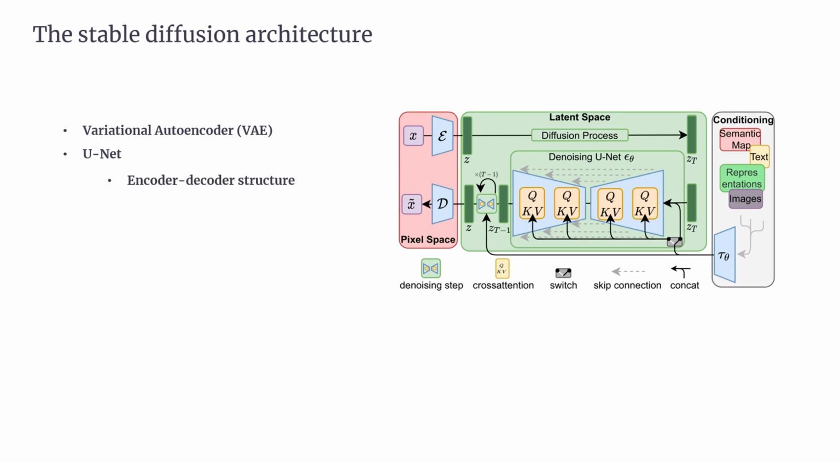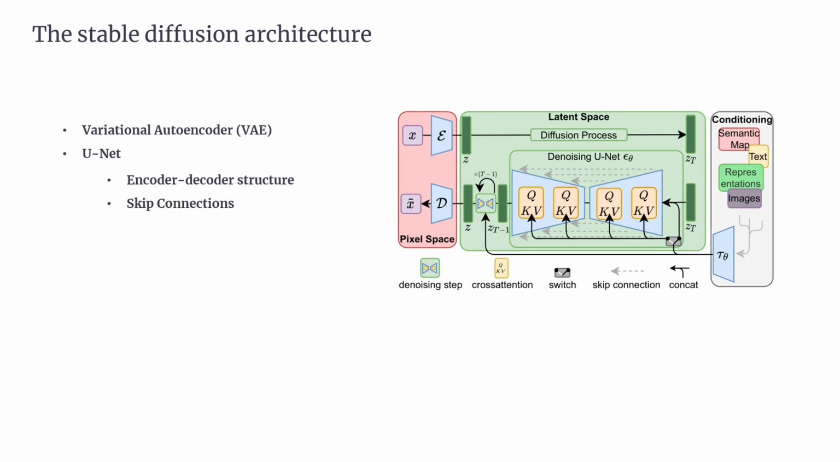1. Encoder-decoder structure. The U-Net has 2 parts, the encoder, which compresses information, and the decoder, which reconstructs the image. The model works in the latent space to make the process faster and more memory efficient. 2. Skip connections. These connections allow the encoder and decoder to share information, which helps preserve the fine details of the image during reconstruction.